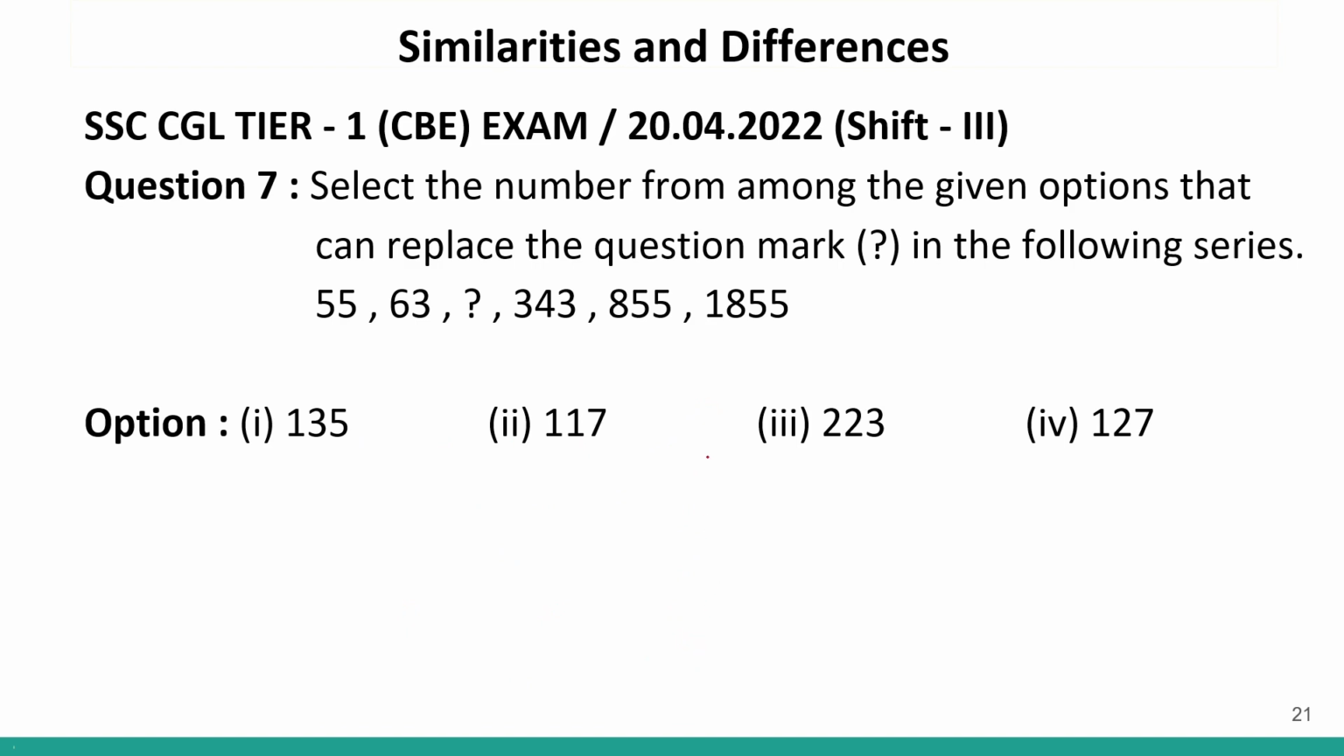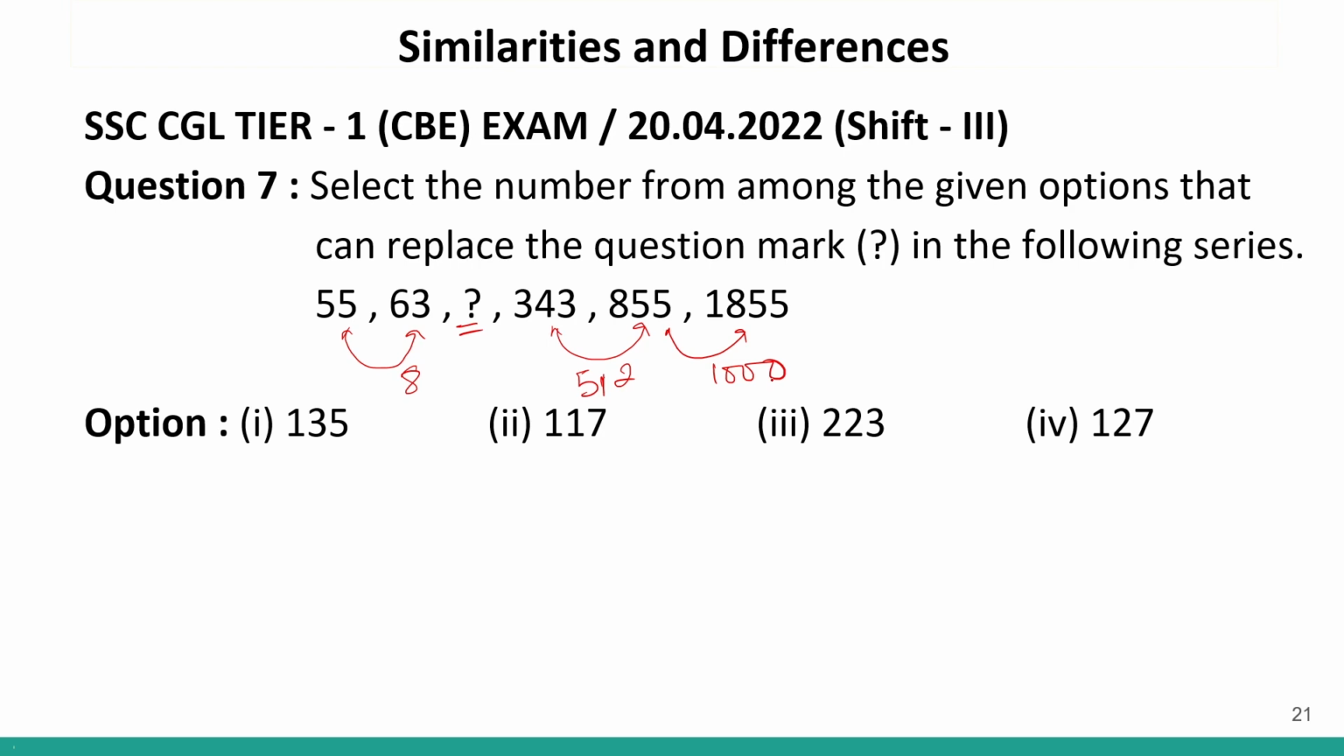Now, select the number from among the given options that can replace the question mark. So we have to find the missing term. Over here, the difference between these two is 8, correct? So the difference between 343 and this is 120, or this is 2, this is 1 and this is 5. This is 512 and the difference over here is 1000.